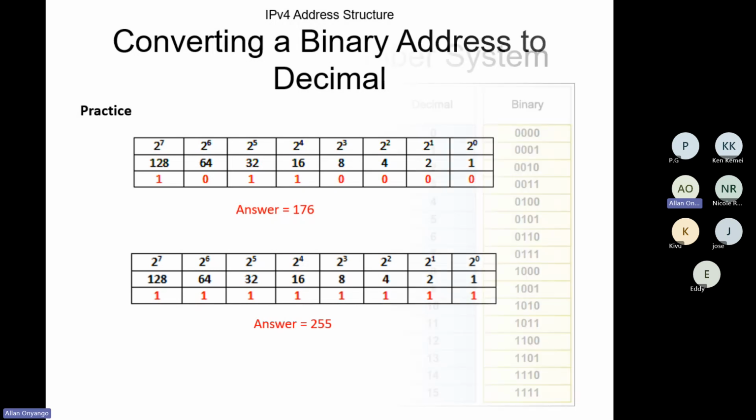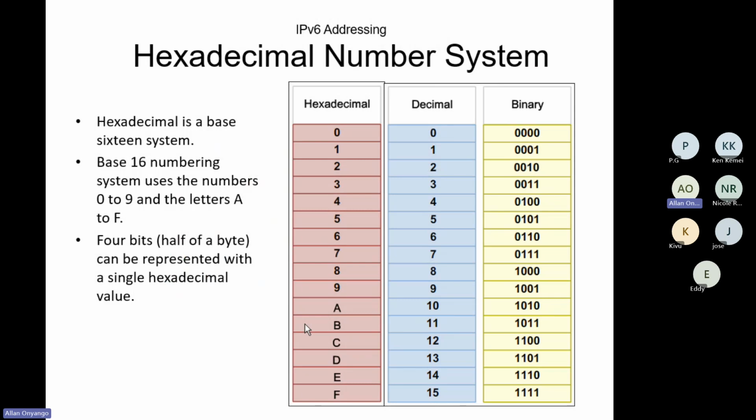That is well done. Now let's go back. 2 raised to power 7, 128. 2 raised to power 6, 64. 2 raised to power 5, 32. 2 raised to power 4, 16. 2 raised to power 3, 8. 2 raised to power 2, 4. 2 raised to power 1, 2. 2 raised to power 0, 1, isn't it? Yes.